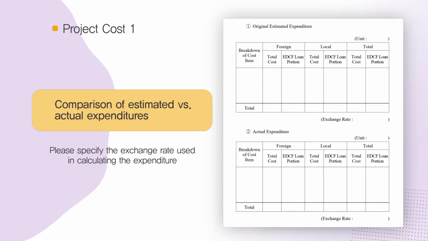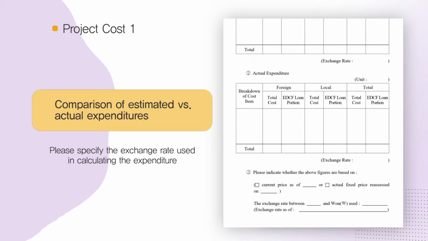Regarding local currency in Table 2, Actual Expenditure, it is necessary to check in subparagraph 3 whether it is the current price or the actual fixed price reassessed on a certain date, and clarify the exchange rate applied for conversion from foreign currency to local currency.